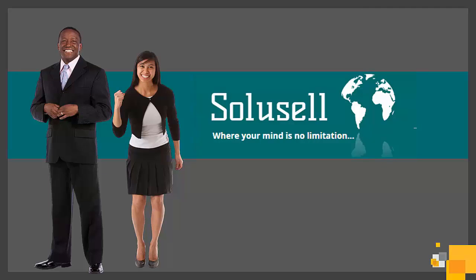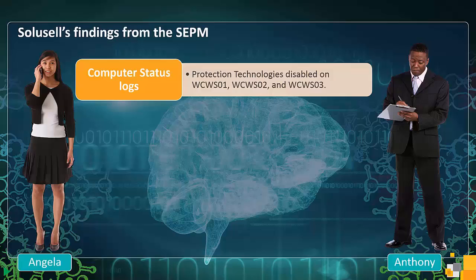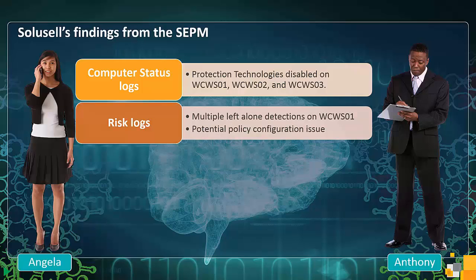The SEP team received notification of an incident using the Monitors feature. They were able to view the incident in progress in the logs, as well as identify some weak areas in the environment. Solucell has the following findings from the Symantec Endpoint Protection Manager. The computer status logs show individual protection technologies disabled or malfunctioning on WCW S01, WCW S02, and WCW S03. The risk logs display left-alone detections from WCW S01, which can indicate a potential policy configuration issue.